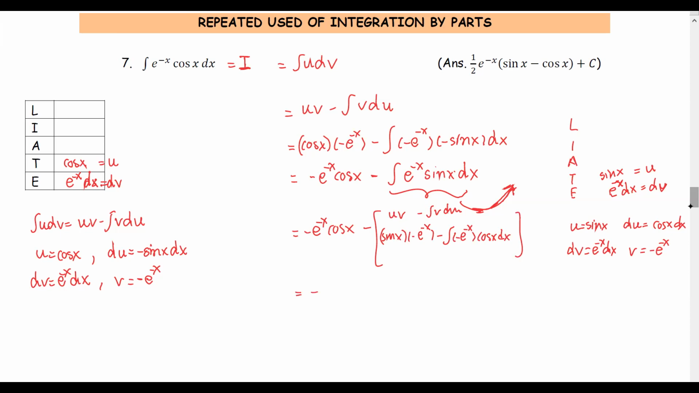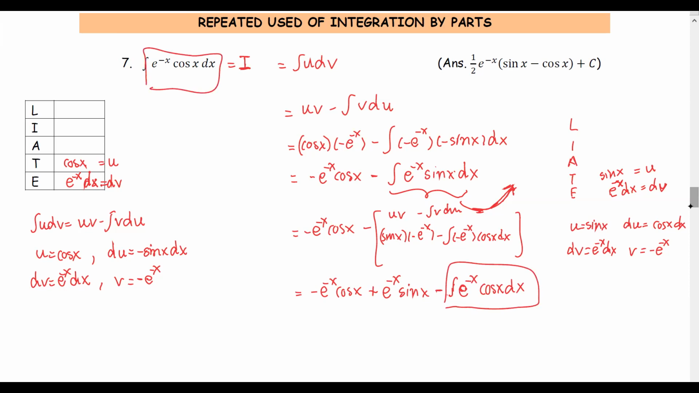And then we write it as negative e to the negative x cosine x. Two negative signs become a plus sign, e to the negative x sine x. We have three negative signs. Now we have negative integral e to the negative x cosine x dx. It doesn't look like we get out of the integration, but the last integral appears to look the same as the original problem, which we named I.